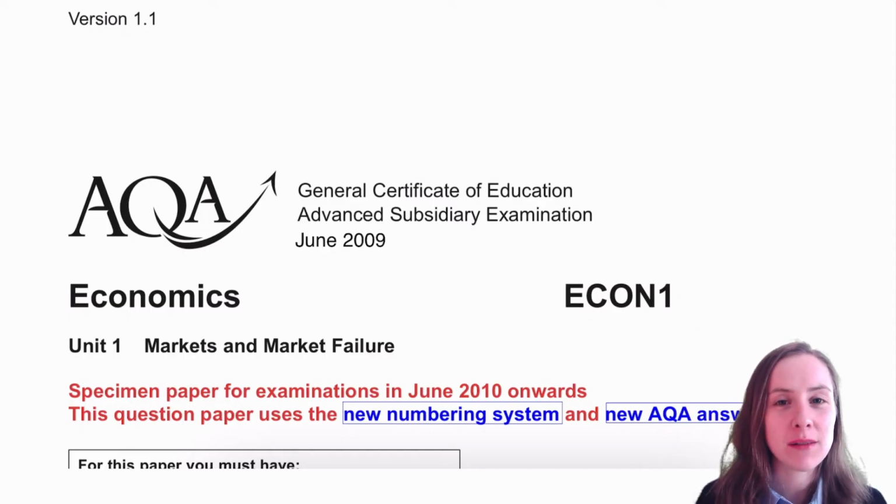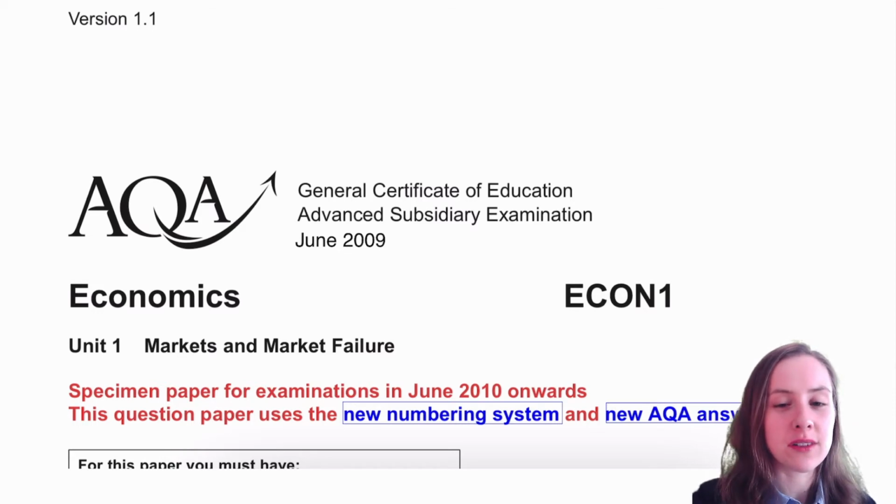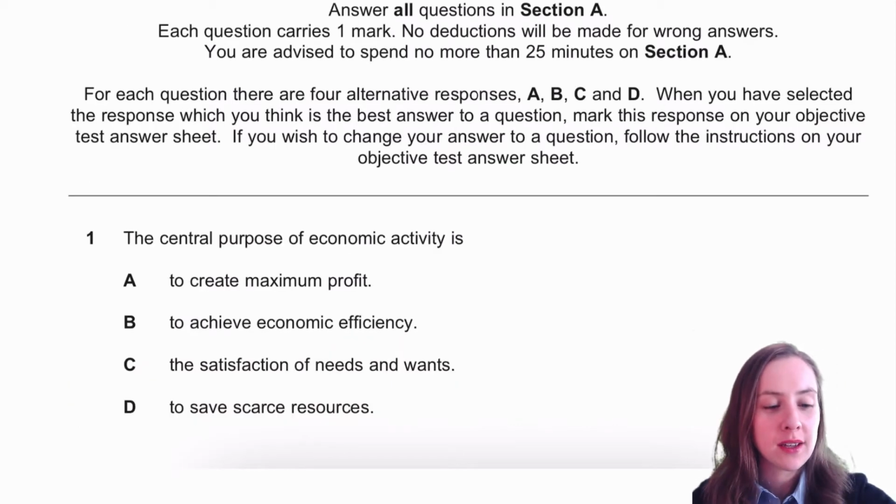Welcome to a Year 12 Microeconomics Multiple Choice walkthrough, a great opportunity to revise, test your definitions, and check if you really know the stuff that you've been working on.